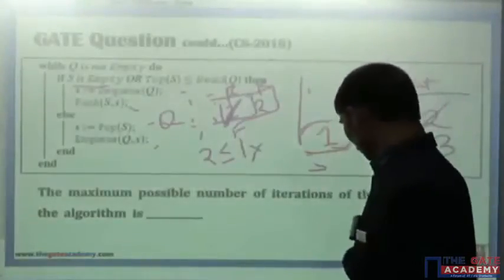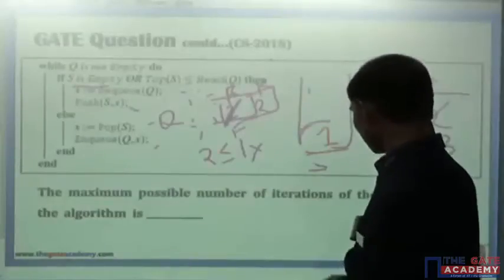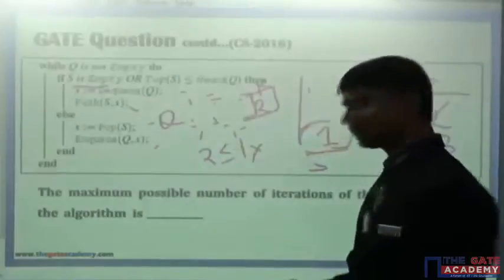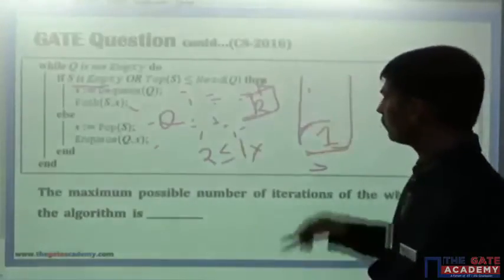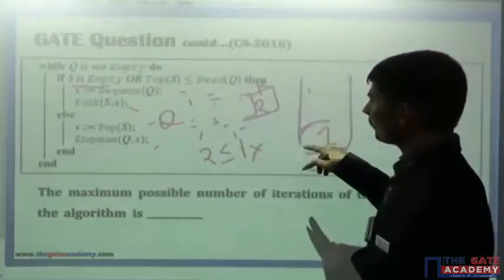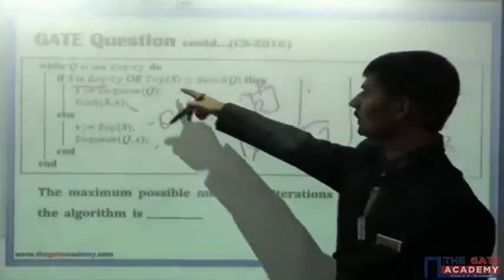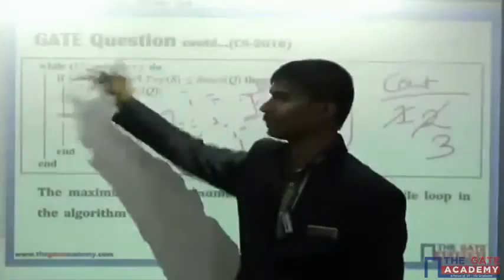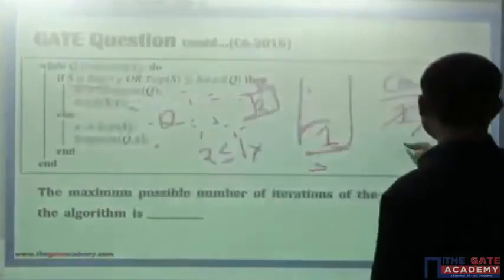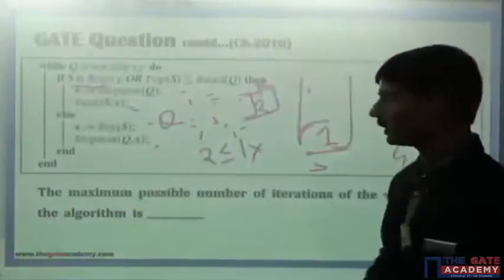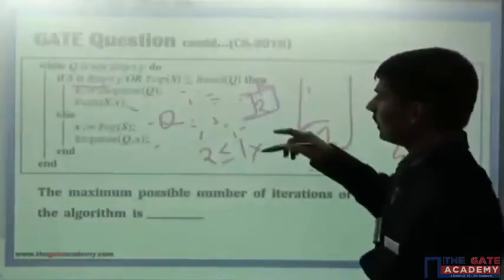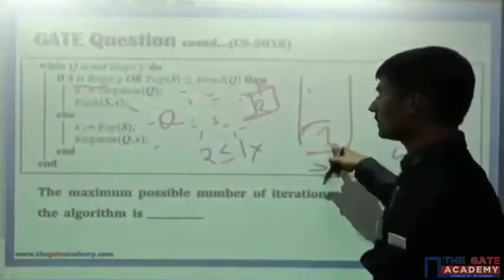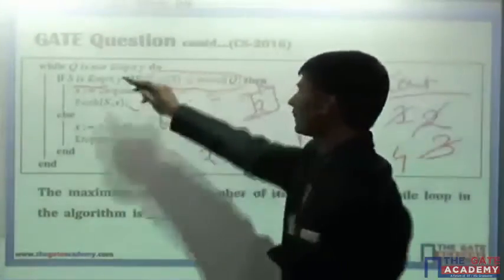Now this element is not available in the queue. Only 2 is available in the queue. If S is empty, you do the insertion, and after this is over, again the control goes back to the while loop and the count increases by 1 more. Now if S is empty, the condition is false. Then you will execute the second condition.